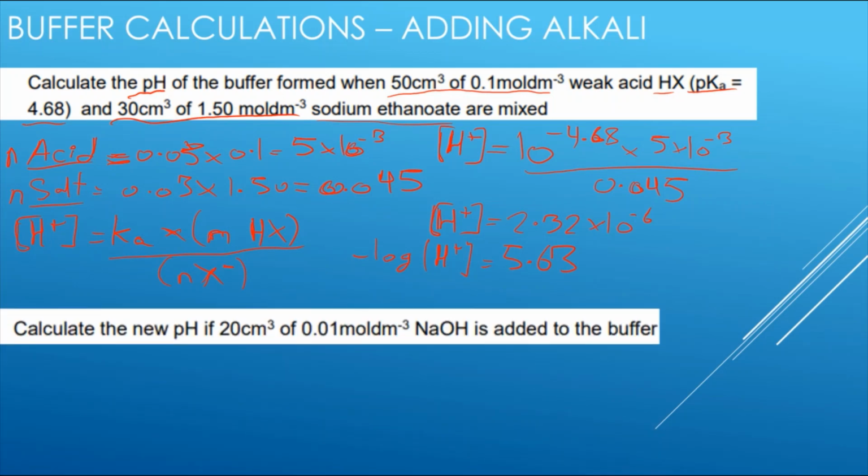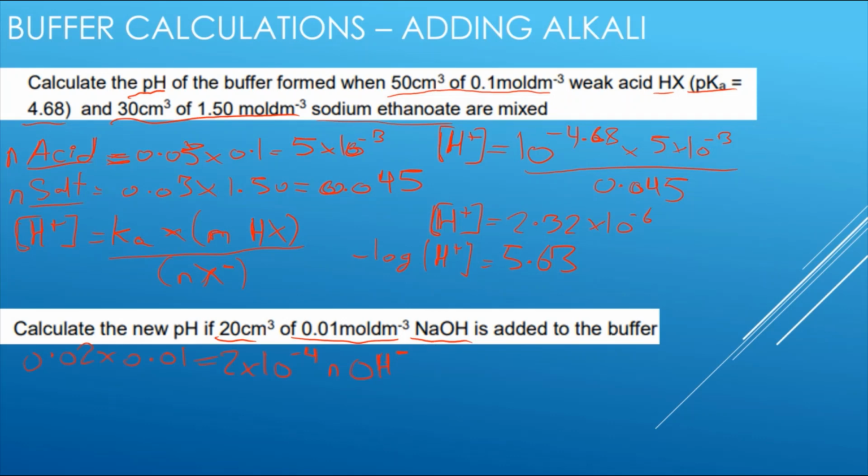Now instead of adding an acid, we have added NaOH. So this is a base, and we've been given the concentration and volume. So again, what we would do is calculate the moles of the base we are adding, the moles of OH minus being added. I would just do 0.02 times 0.01, which would just be 2 times 10 to the power of minus 4 moles of OH minus being added.